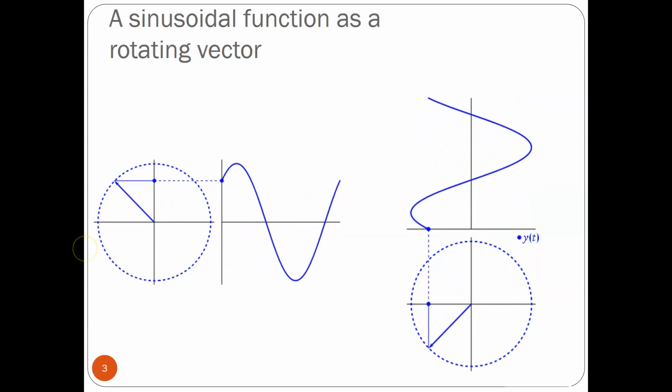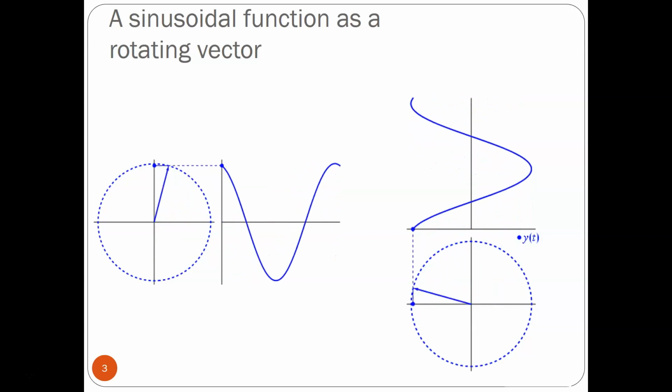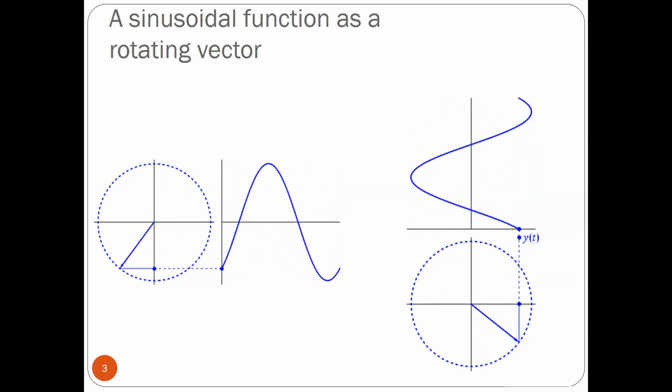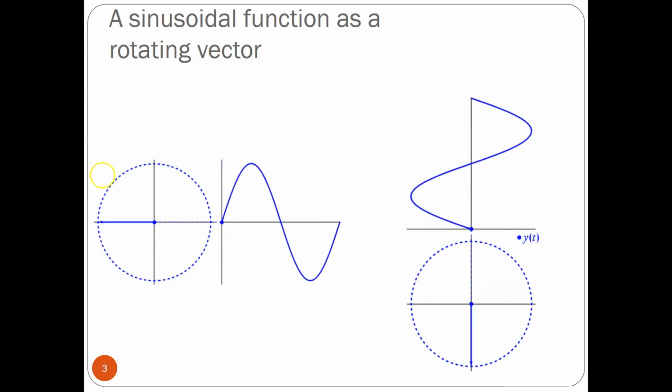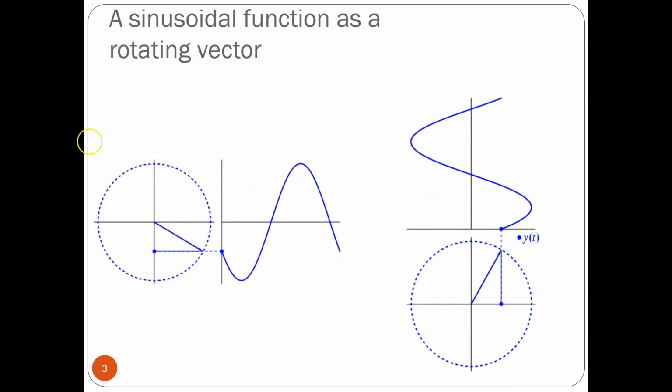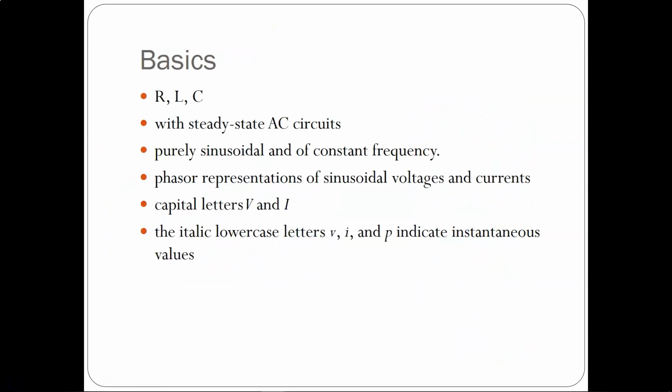Here you see a sinusoidal function as a rotating vector, and that's typically how we represent it when we analyze it. So we have a vector that is rotating with angles as it rotates. The basics of analysis in the power system is, of course, these elements of resistance, inductance, and capacitance. We'll come back to that.